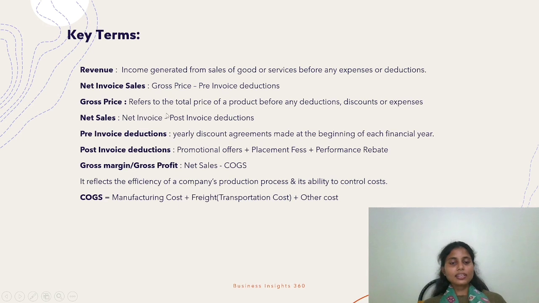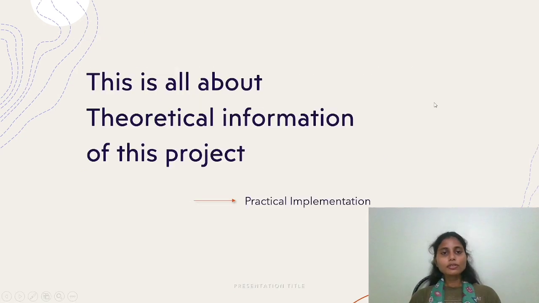Coming to the net sales, by removing post-invoice deductions like promotional offers, placement fees, performance rebates from net invoice, we get net sales. Then coming to the gross profit, by removing COGS like manufacturing cost, freight, transportation cost and other costs from net sales, we get gross margin. It determines the efficiency of the company's production process and ability to control costs. So this is all about the theoretical information of this project, and then we go to practical implementation.